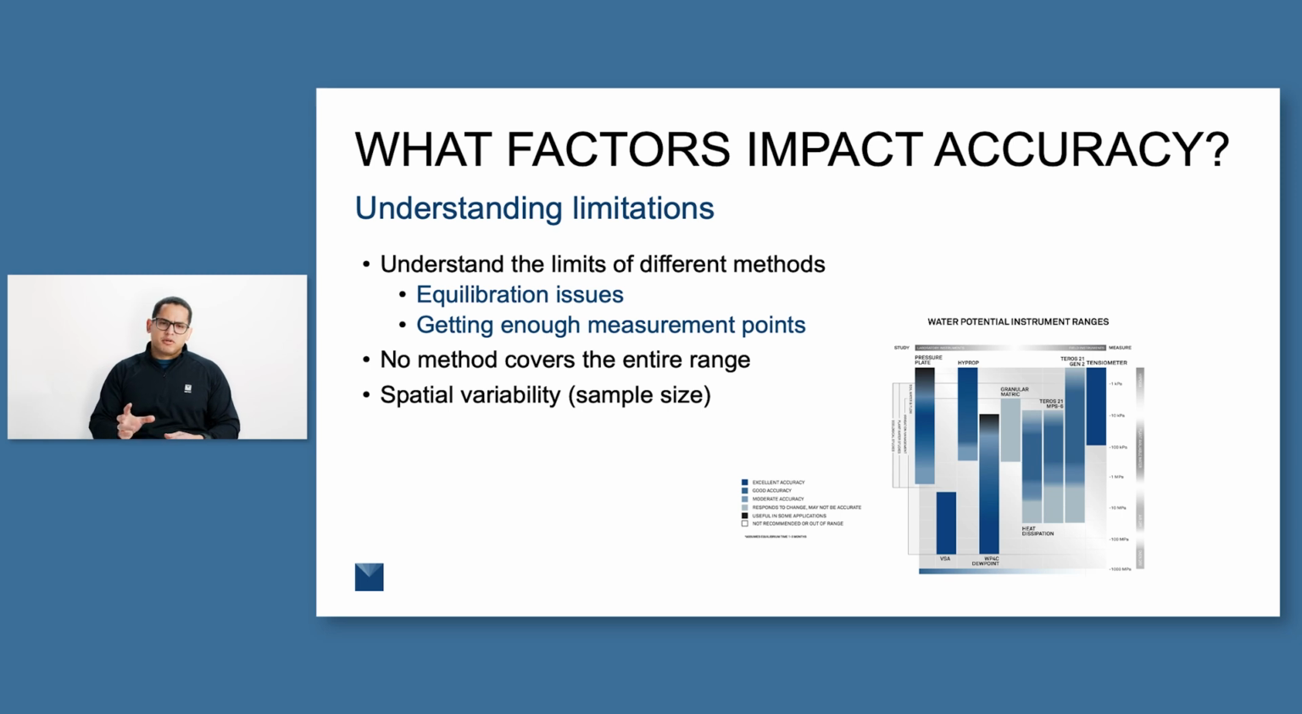And one other piece to think about is spatial variability and the sample size that you're using to actually make those measurements. We'll touch a little more on this in a future video, but this is something that can also impact the accuracy of your measurements, because small samples mean you're not always fully representing the variability that you can see in the field. And so that means you need to make more measurements.